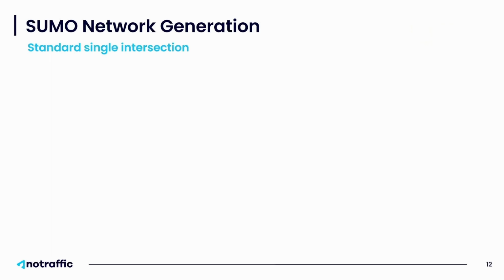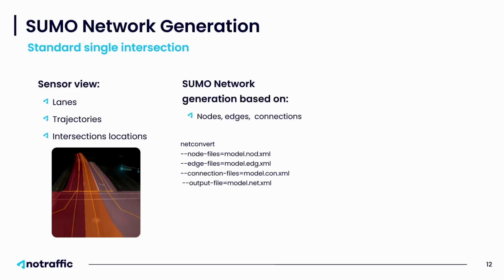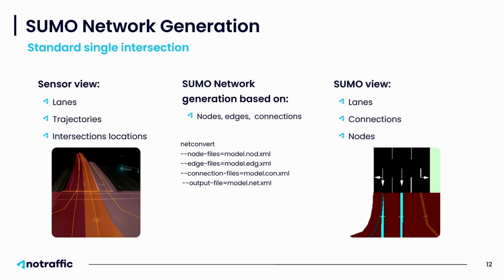When you build a SUMO network, the sensor gives you several pieces of information. For example, the lanes. It gives you the trajectories and the intersection locations. This is translated to SUMO objects that you know: nodes, which are the intersections, edges, and connections. So we use this data to build the XMLs for the nodes, edges, and connections, and we use NetConvert to build the SUMO network. And what you can see here from the sensor view is being translated to here. This is already SUMO, and this is the real intersection.